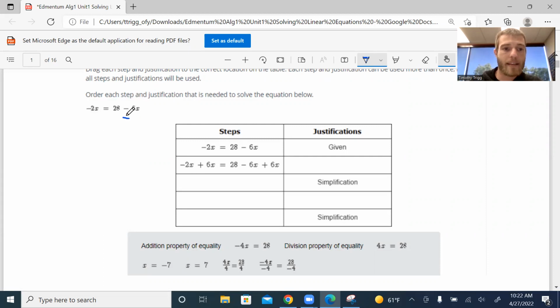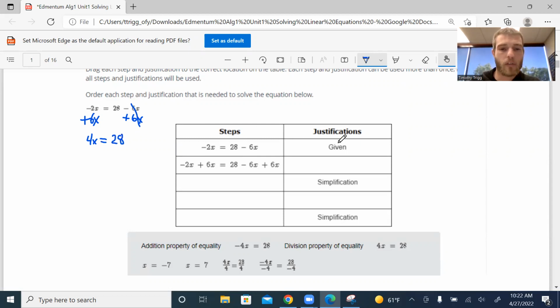So we're going to add 6x to both sides. Negative 2x plus 6x is 4x. So yeah, when you're adding and subtracting, if there's one positive, one negative, they subtract. In this case, it stays positive because you have more positives, okay? Over here, this goes away. On the right, you still have 28.